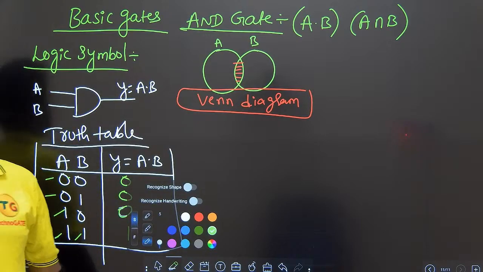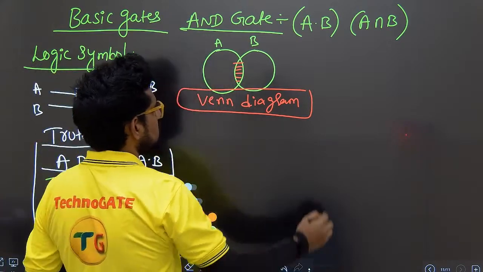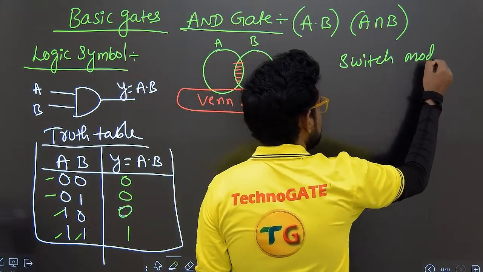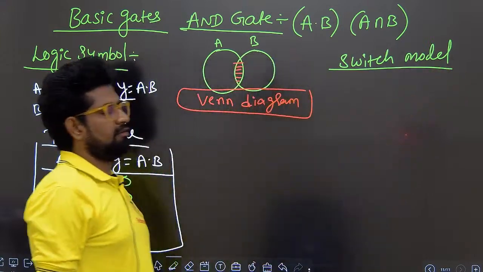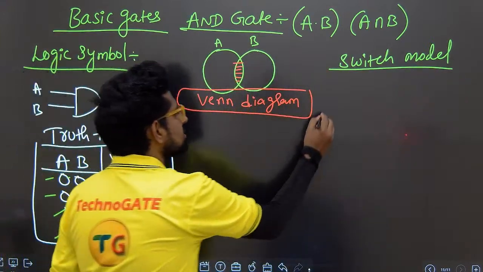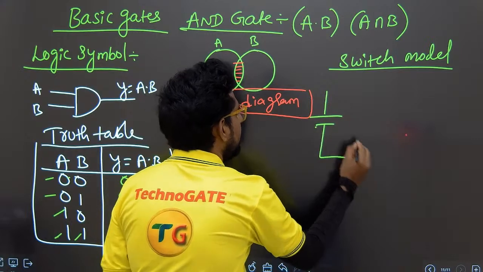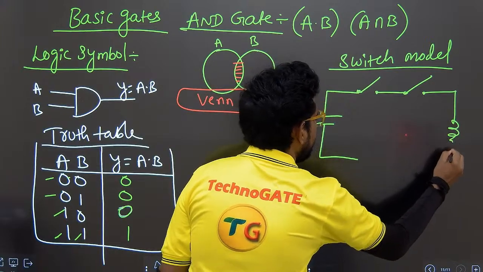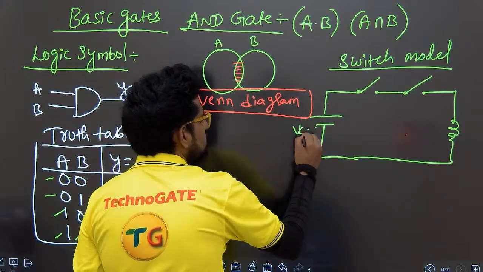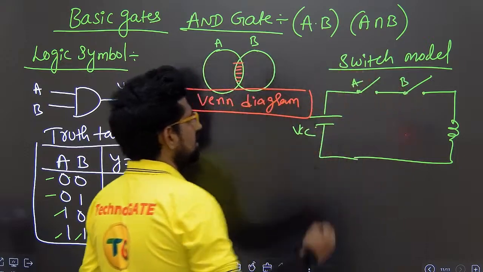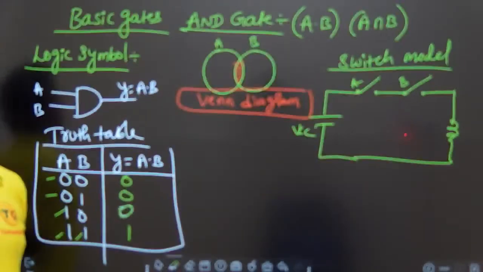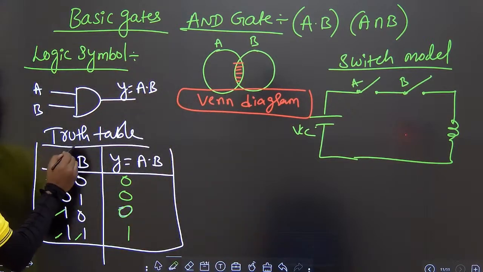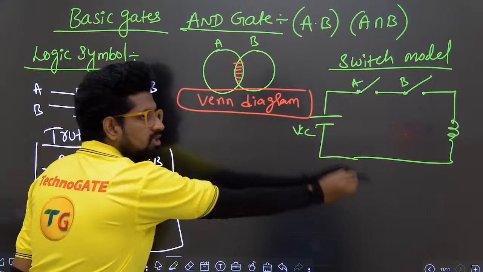Now let us draw the switching model, switching network, switch model simply. Okay, so how to draw the switch model: the switches are connected in series. Okay, here VCC, switch A, switch B. So this is the switch model for AND gate. Okay, logic symbol, truth table, Venn diagram model, switch model.